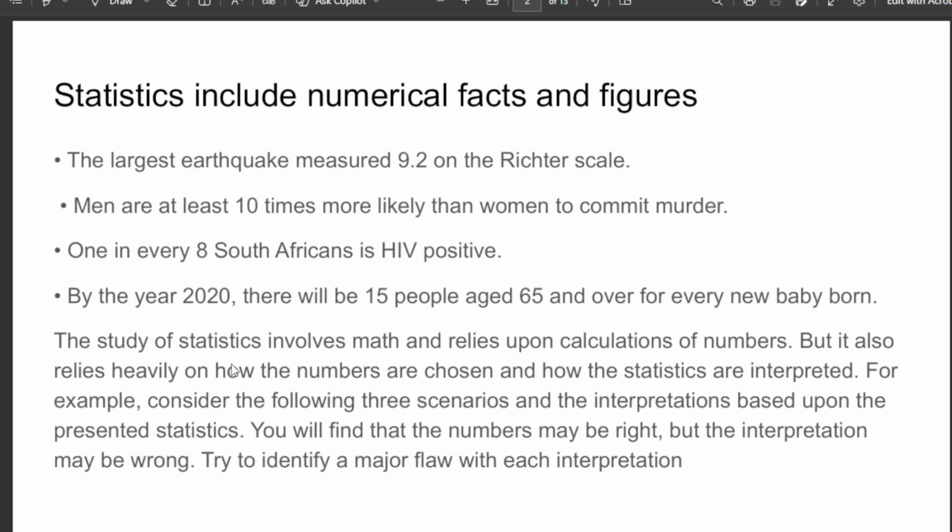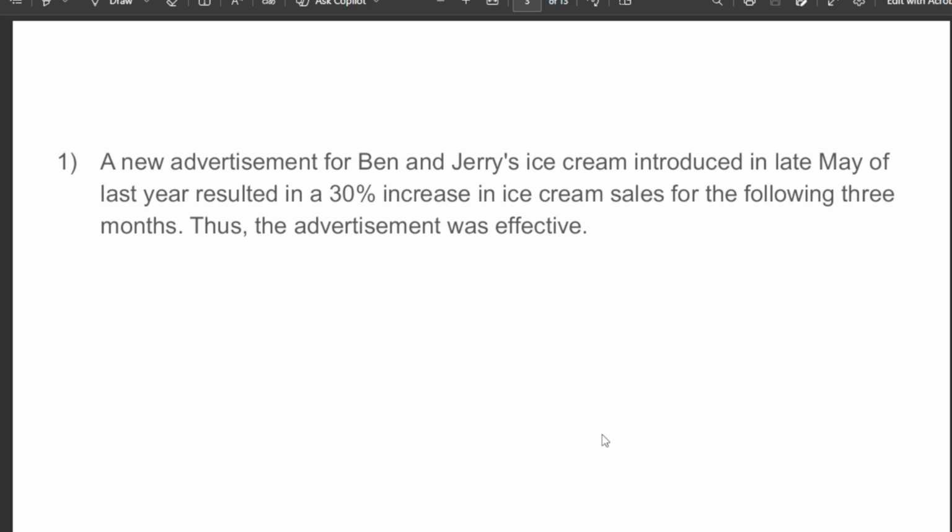For example, consider the following three scenarios and interpretations based upon the presented statistics. You will find that the numbers may be right, but the interpretation may be wrong. Try to identify a major flaw with each interpretation. A new advertisement of Ben and Jerry's ice cream introduced in late May of last year resulted in a 30% increase in ice cream sales for the following 3 months. Thus, the advertisement was effective.